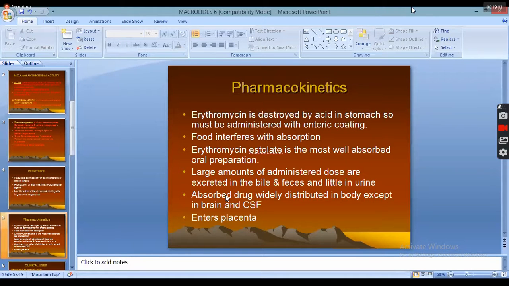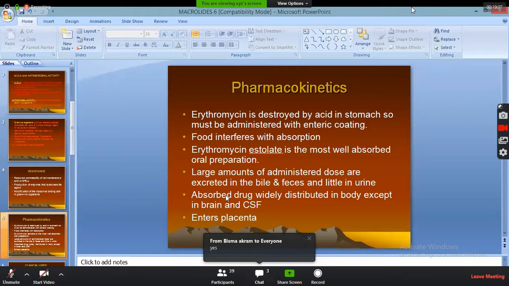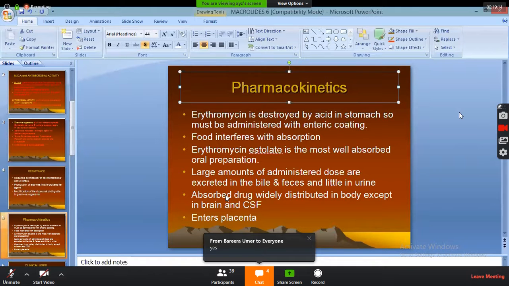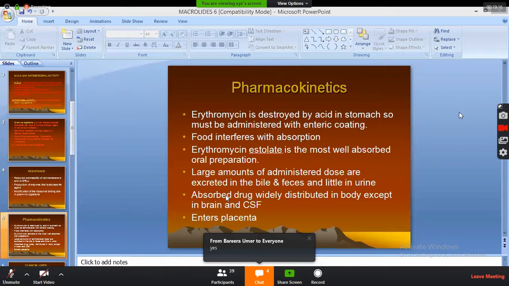Can you see the slide? Better? Okay. Thank you. Okay. So, all right.